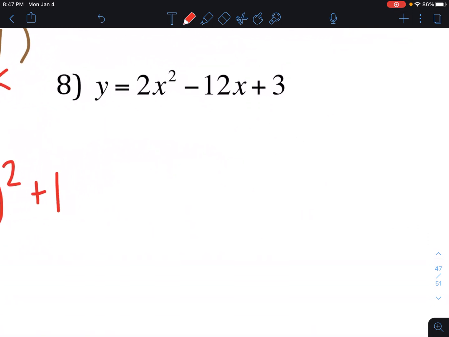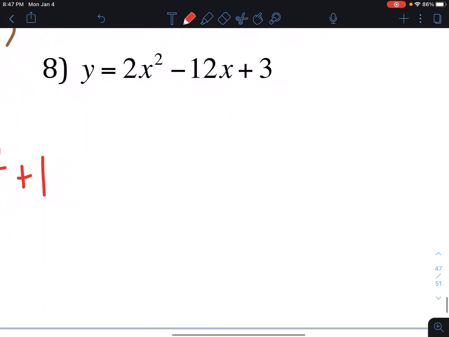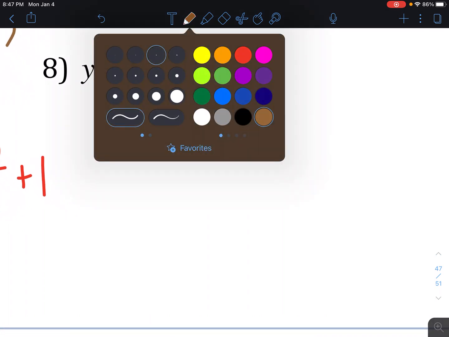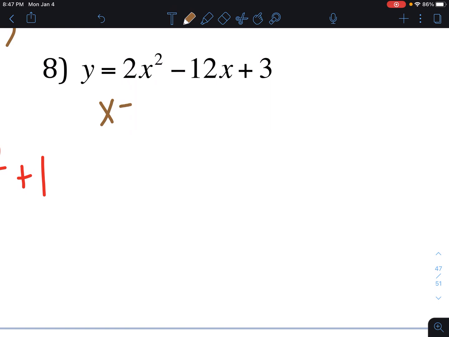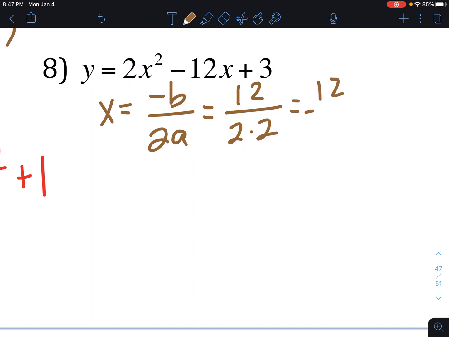Number 8, same exact procedure. We got to start off with finding the vertex, the formula negative b divided by 2 times a. The b is negative 12, so double negatives, 12. 2 times a, multiply on the bottom and divide. Now we need the y coordinate, so take the 3. We're going to plug it in for the x's in the formula.